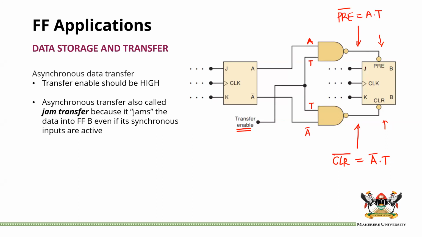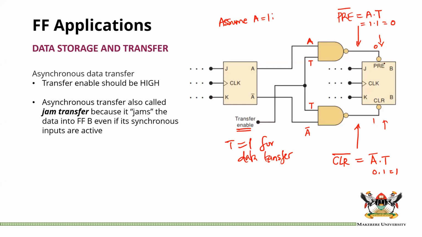Now, we want to see how this data transfer is happening. T should be high for data transfer. Okay, it is, so T is active high. Now, assume A is equal to 1. If A is equal to 1, what is preset? Because T is already 1. So if A is equal to 1, you have 1 and 1, which is 0. And here you would have, if A is 1, that's a 0 and 1, which will give you a 1. So you would have a 1 here and a 0 here.